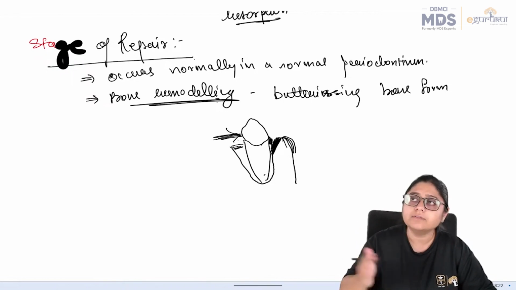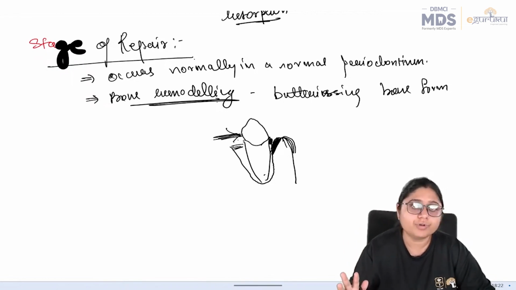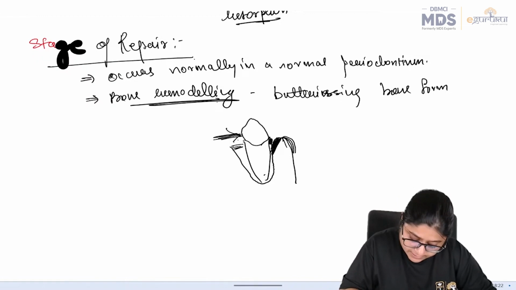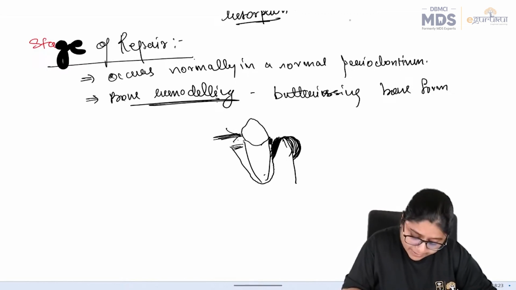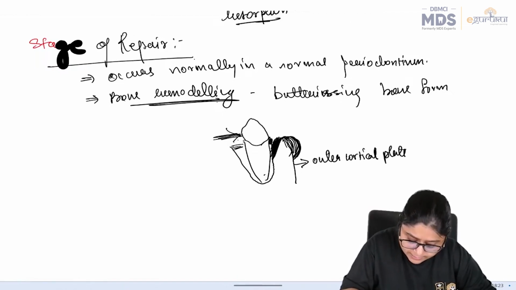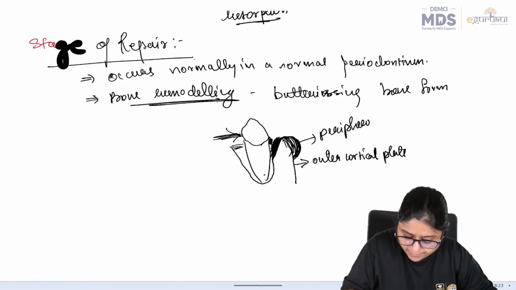It will not happen that only bone resorption is happening and bone formation is not happening. No. On one surface, if the supporting alveolar bone is undergoing resorption, there will be continuous deposition of the bone. And if this continuous deposition is occurring on the outer cortical plate, guys, then this will result in peripheral buttressing.